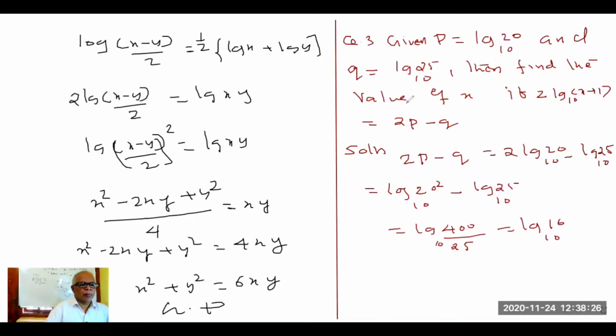That is equal to 2 log x plus 1 to the base 10 is equal to log 16 to the base 10. What will you get? You will get log of x plus 1 the whole square to the base 10 is equal to log 16 to the base 10.